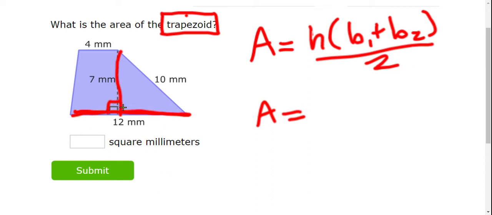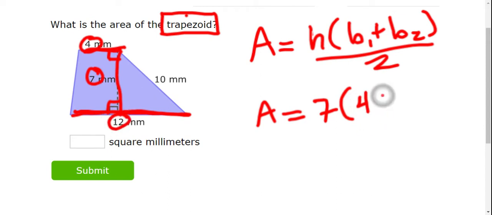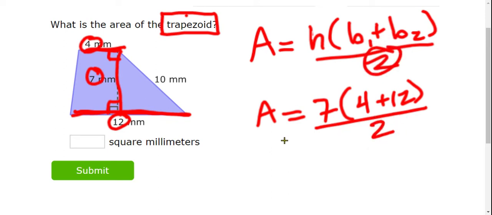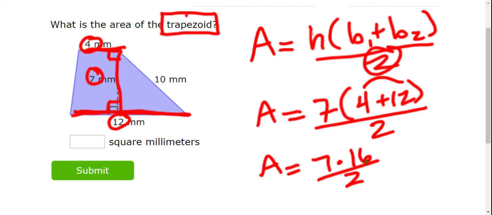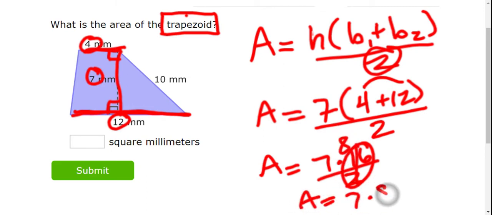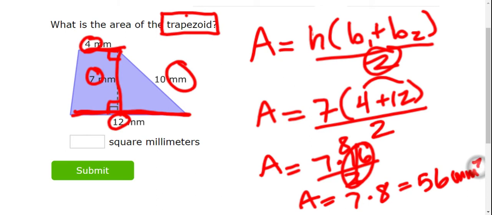So area formula is going to be: find the perpendicular, straight up and down 90-degree angle, find the perpendicular height, which is 7, and then the 2 parallel sides are going to be your base 1 and base 2. And then this stays as part of the formula where you divide by 2. So area equals 7 times 4 plus 12, which is 16, divided by 2. You can divide by 2 here. That gives you 8. So the area equals 7 times 8, which is 56 millimeters squared.